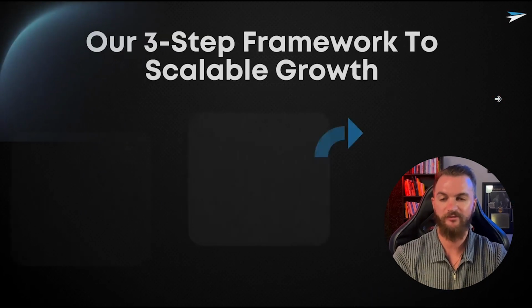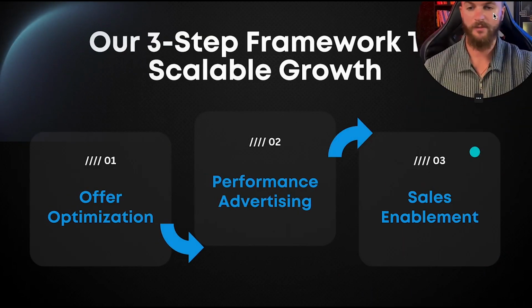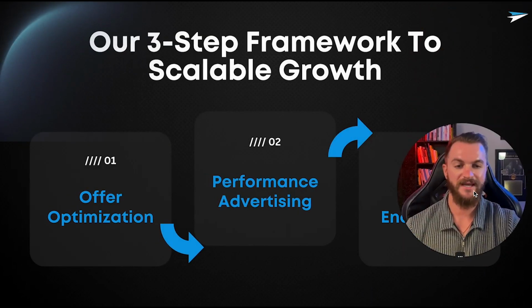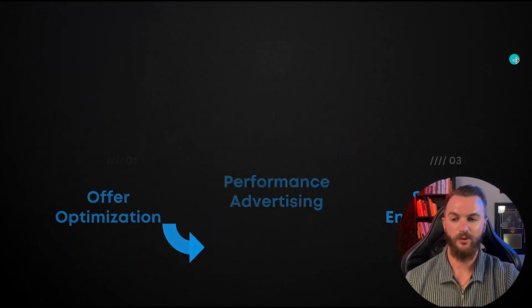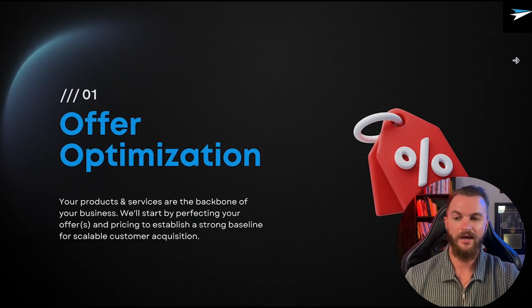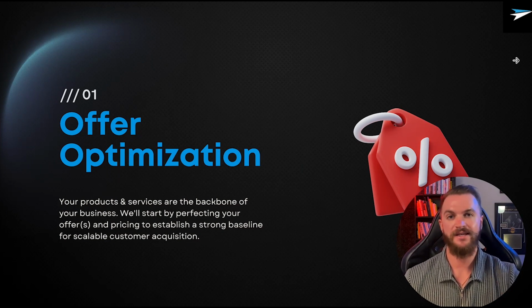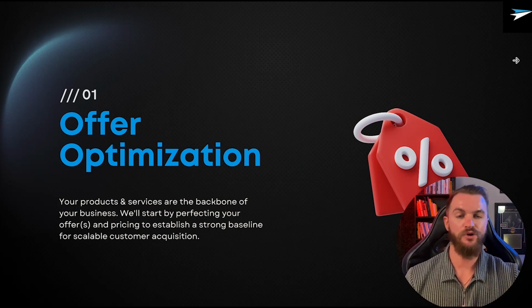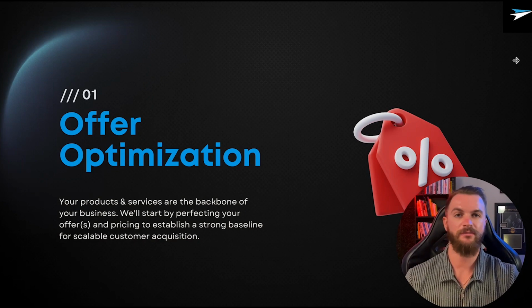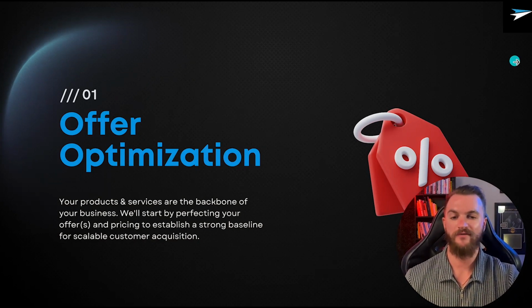So we have a 3-step framework on how we do this: offer optimization, performance advertising, and then sales enablement. So really what that looks like is taking and bundling that flagship offer that we can really go to market with and put a lot of effort and scale behind, maximize and optimize our assets to get the most clicks and the most new customers in for your custom flagship offer that then obviously you retain the lifetime value after the sale.